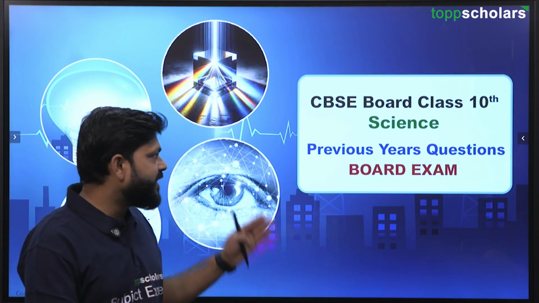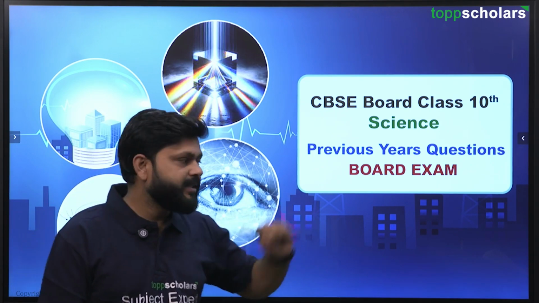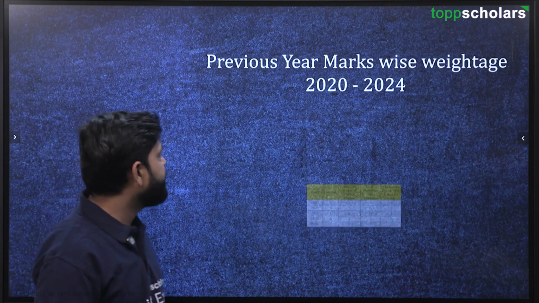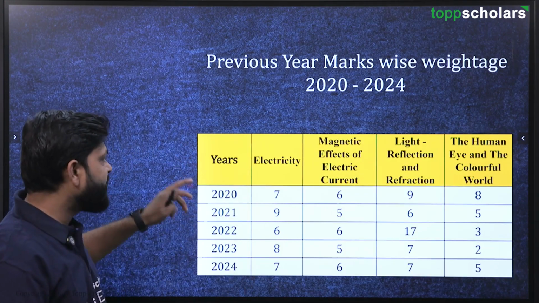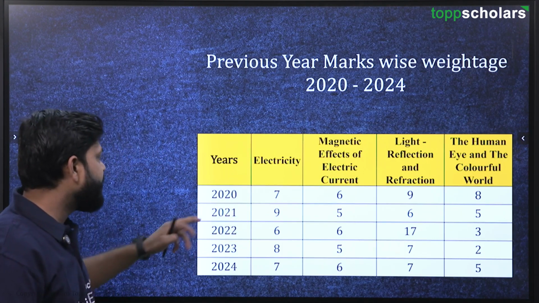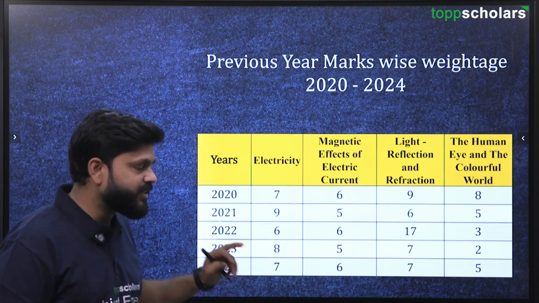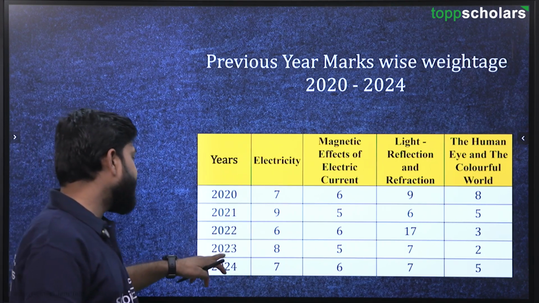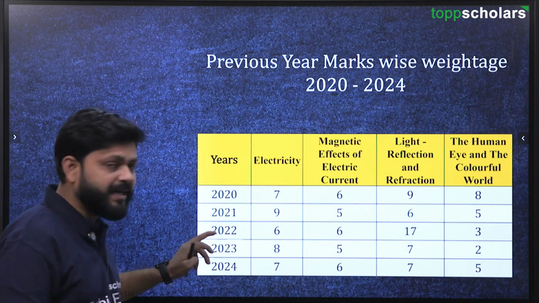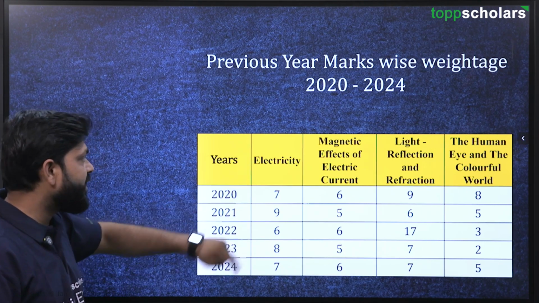Today we are going to start with the previous year's question paper of physics of class 10th, right? See here. This is the marks distribution of the chapter current electricity. In 2020, 7 marks questions came from this part. 2021, 9. 2022, 6 marks questions came from electricity. And in 2023, 8 marks. And last year, 2024, 7 marks questions came from electricity.